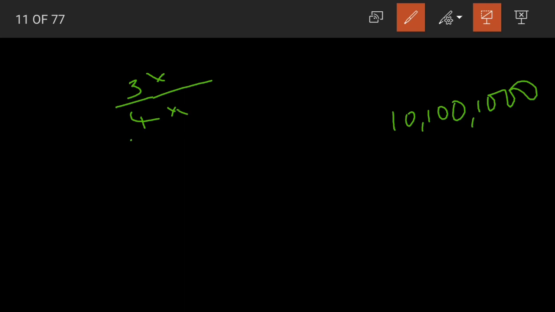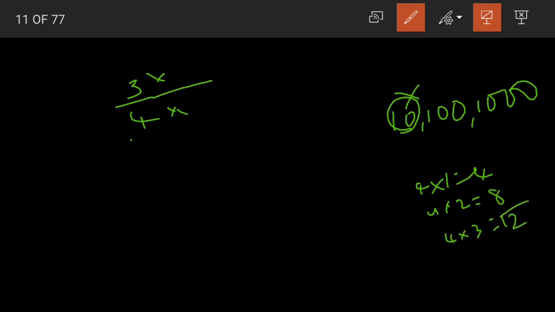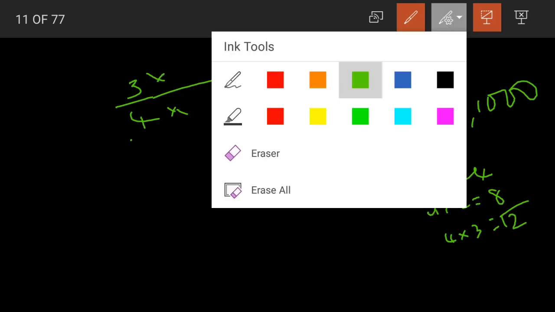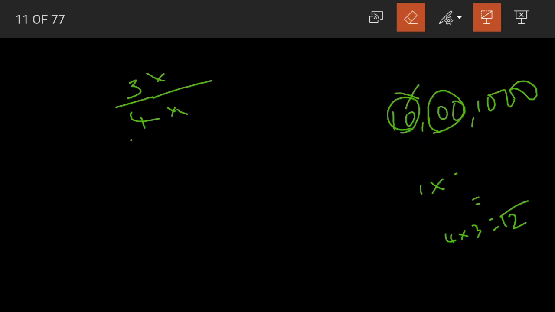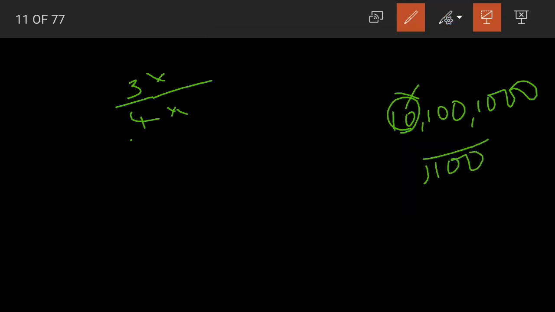Now if we multiply 4 with anything, will we get 10? No. See, 4 ones are 4, 4 twos are 8, 4 threes are 12. So 10 does not come in the 4 table. Let us check for 100. How to check? Let me erase this first. Let us divide 100 by 4 and see how many times it goes.